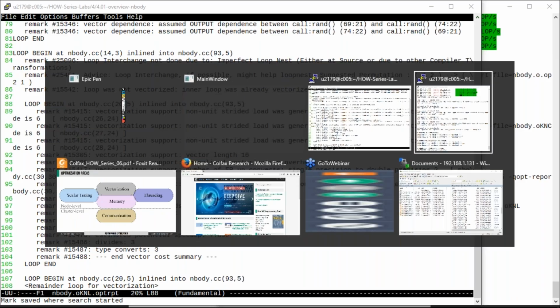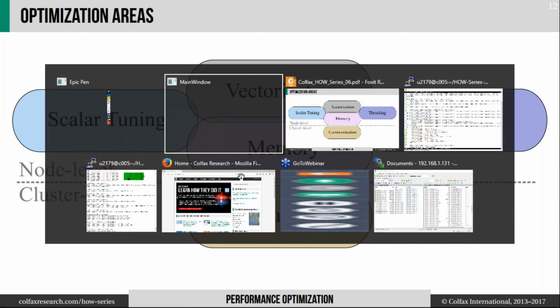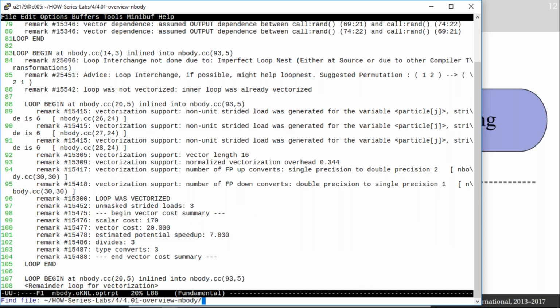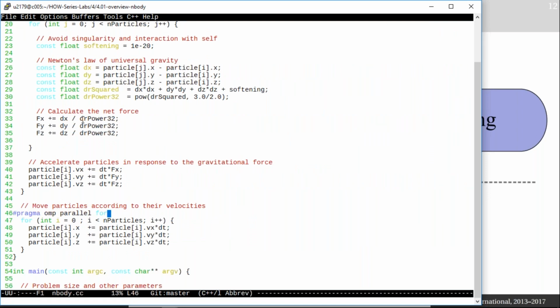So naturally, the compiler prodded us into the direction of scalar tuning with red flags in the optimization report. Okay, so let's do scalar tuning. Line 30. What's happening in line 30? In line 30, we have this power function, and we are raising dr squared to power 3/2. Well, it actually gives us dr to power 3. I don't know why it says 32. It should have been 3.